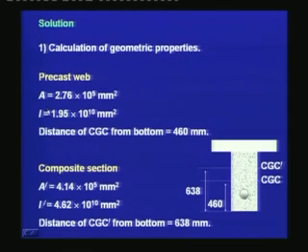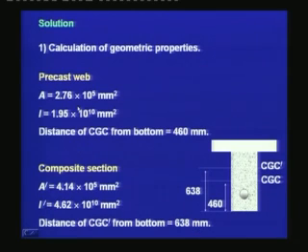First, we are calculating the geometric properties. For the precast web, the area is given as 2.76 times 10 to the power 5 millimeter square. I is equal to 1.95 times 10 to the power 10 millimeter to the fourth. Distance of CGC from bottom is half of 920, which is 460 millimeters. For the composite section, we have another set of properties where A prime is equal to 4.14 times 10 to the power 5 millimeter square, I prime is equal to 4.62 times 10 to the power 10 millimeter to the fourth. Distance of CGC prime from bottom is 638 millimeters.